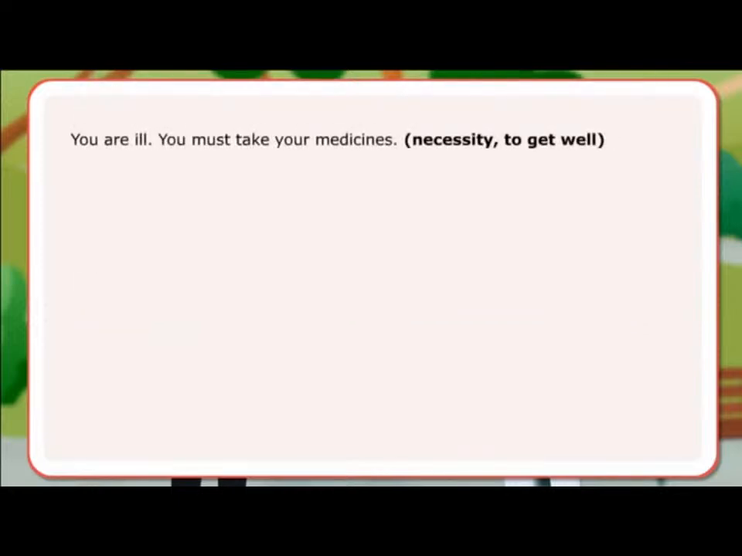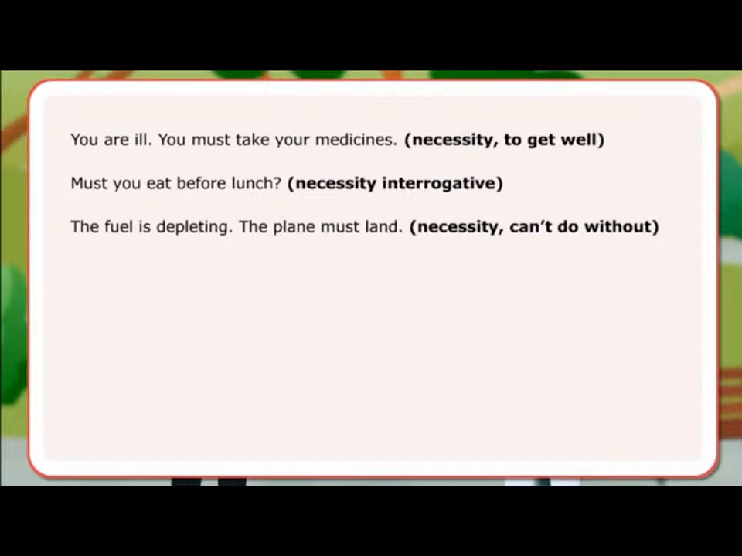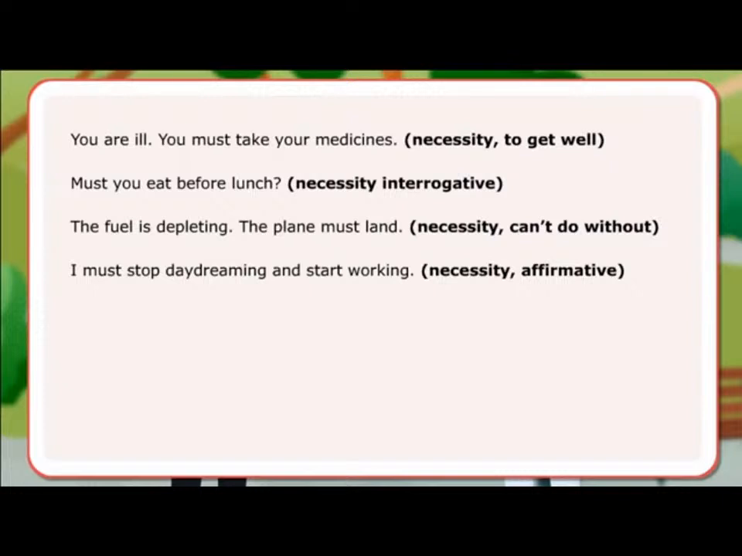You are ill. You must take your medicines. Necessity to get well. Must you eat before lunch? Necessity, interrogative. The fuel is depleting. The plane must land. Necessity, can't do without. I must stop daydreaming and start working. Necessity, affirmative. I have got to study for my exams.